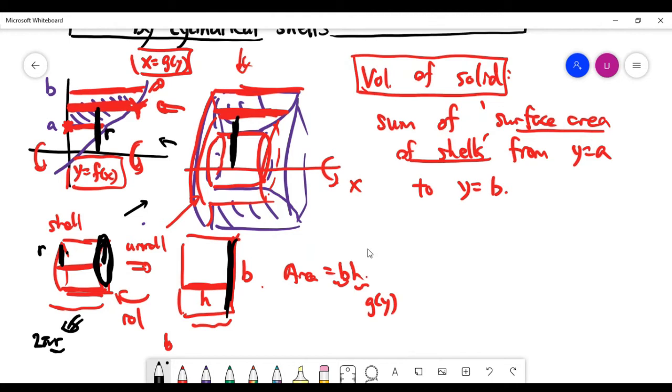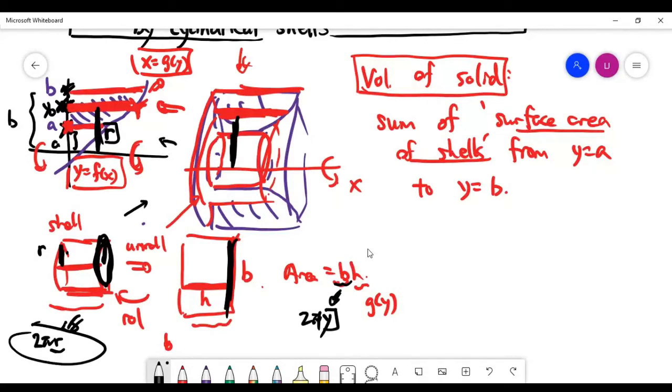This length r is exactly the height of this point, and this point is based on what you choose from a to b. If you choose the lowest point, which is y equals a, the height is just a. If you choose the uppermost point, the height is b. In general, if you choose a point y naught, the r is going to be y naught. So b is based on 2 pi r, which is 2 pi y, where y is the position you choose between a and b. And from here, we can write the volume formula down.